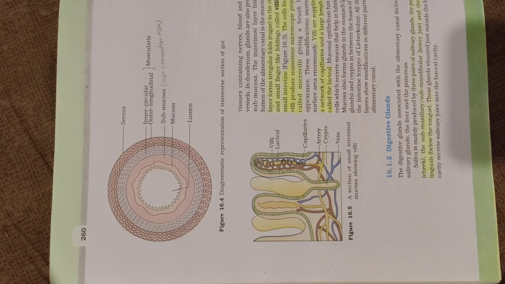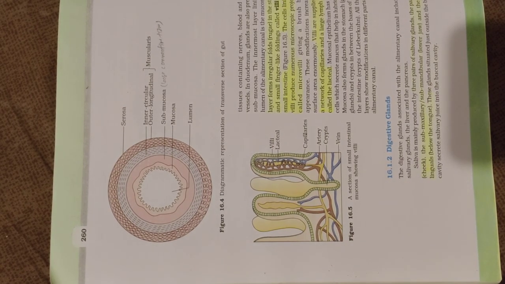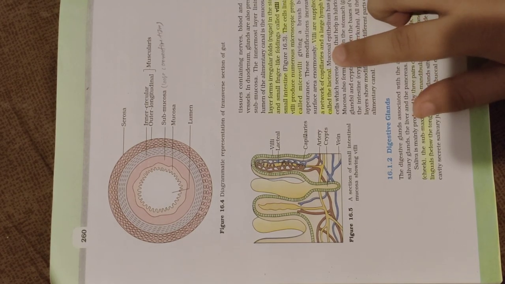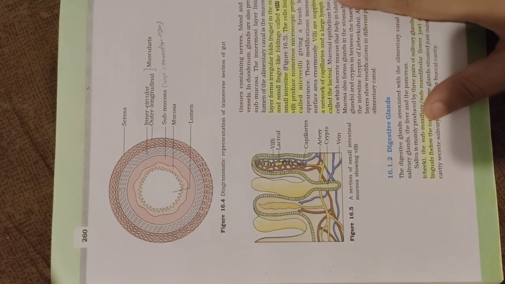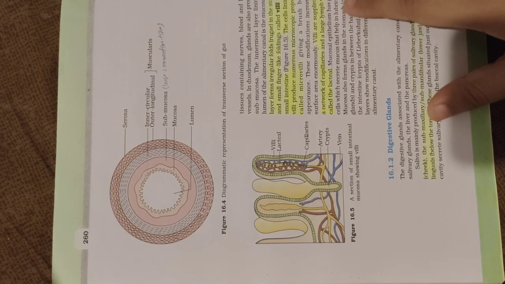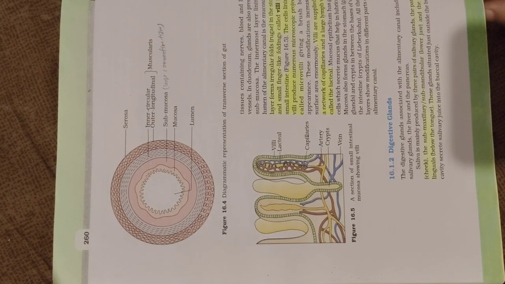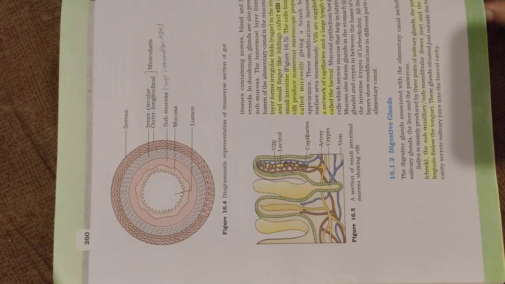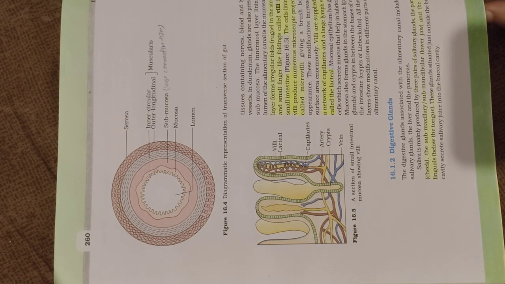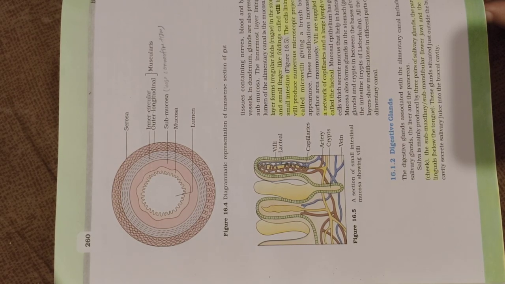Villi has a number of capillaries and a lymph vessel called the lacteals. Mucosal epithelium has goblet cells which secrete mucus that helps in lubrication. Mucosa also forms glands in the stomach.